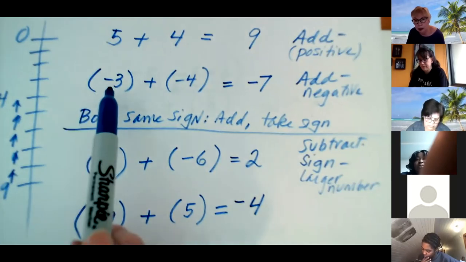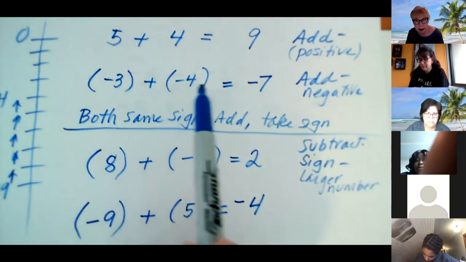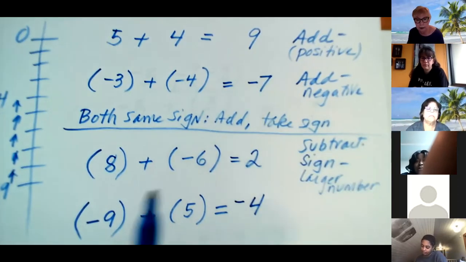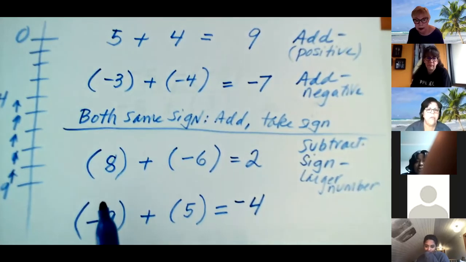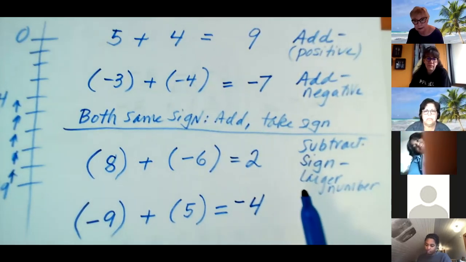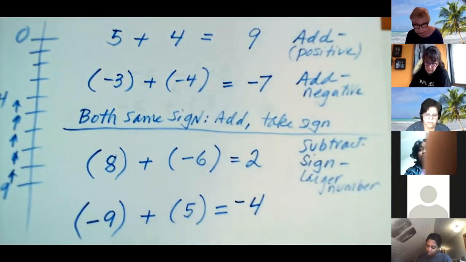And so you look at the signs at the very start. Oh, I see two negatives. I better add them and call it negative. Oh, I see one of each, a negative and a positive. I better subtract and then take the sign of the larger of the two.